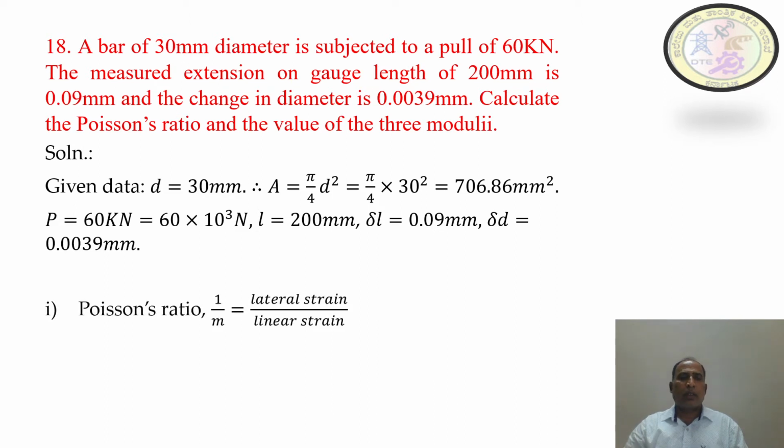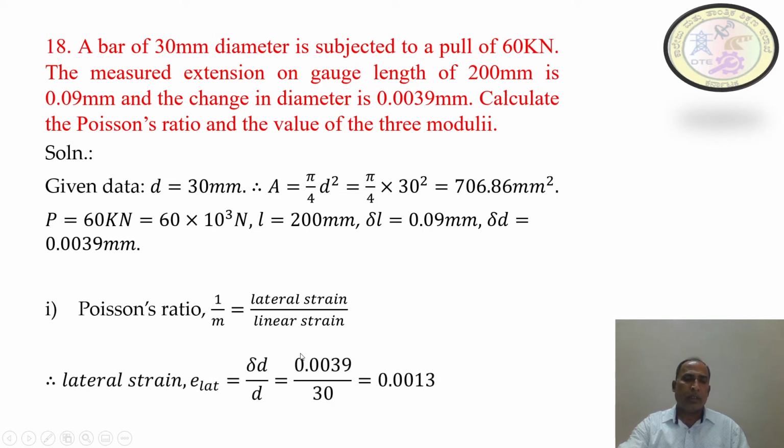The first thing to calculate is Poisson's ratio. It is the ratio of lateral strain to linear strain. Lateral strain is the ratio of change in lateral dimension divided by original lateral dimension. In this problem, the change in lateral dimension is delta D and the original lateral dimension is the diameter, and the linear strain is the ratio of change in length to the original length. As the change in length, original length, change in diameter and original diameter are given, now we can calculate the lateral strain and linear strain separately.